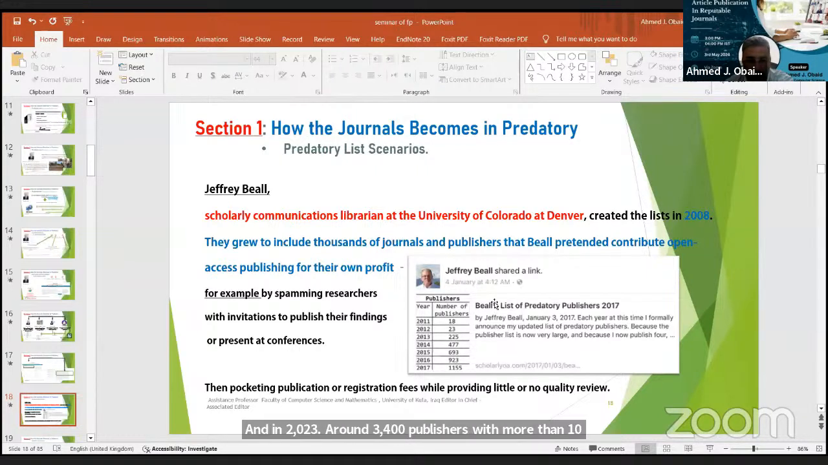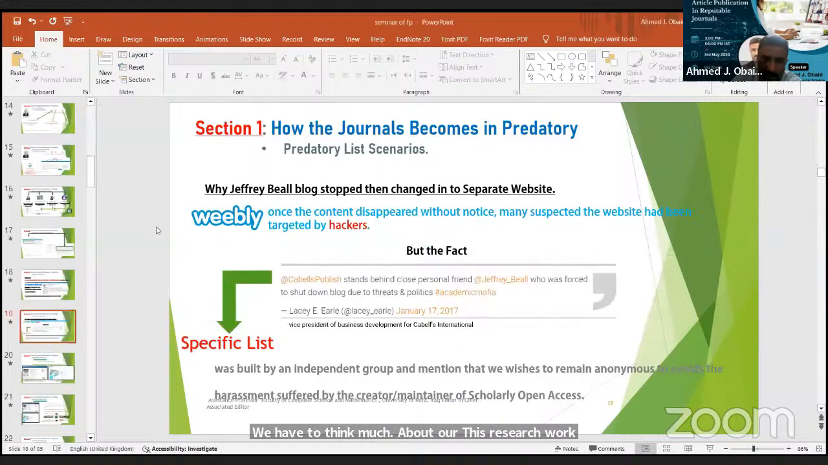I think with this explosive growth of journals, which are considered non-reputed, we have to think much about our research work venues. So let us go to the other slides. Okay, this already explains what others have said about his blog.